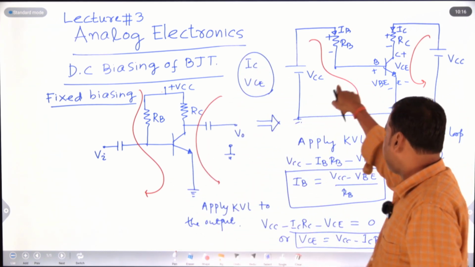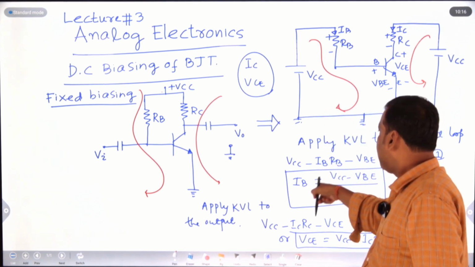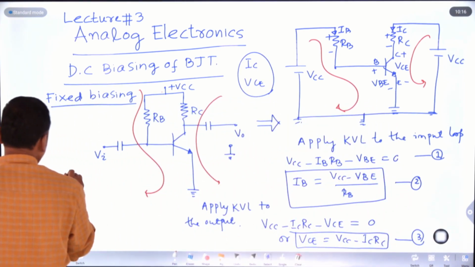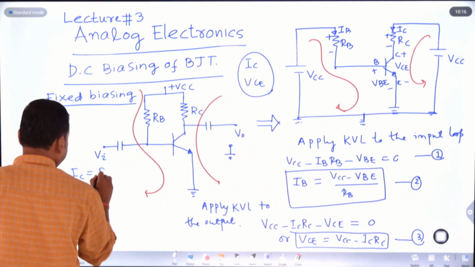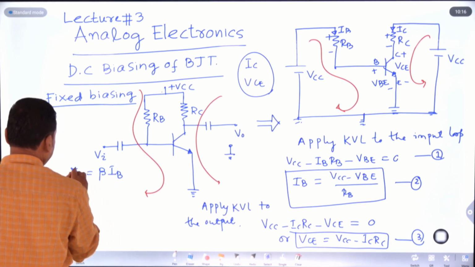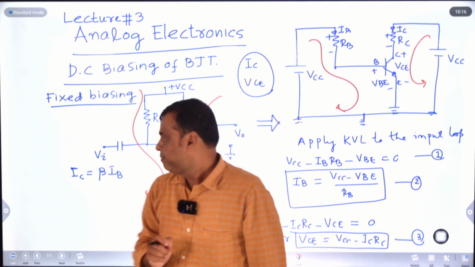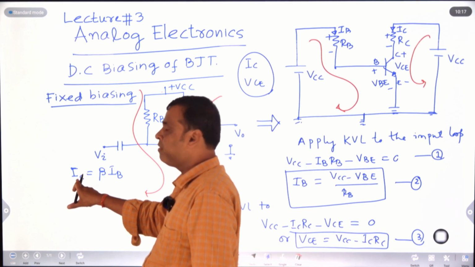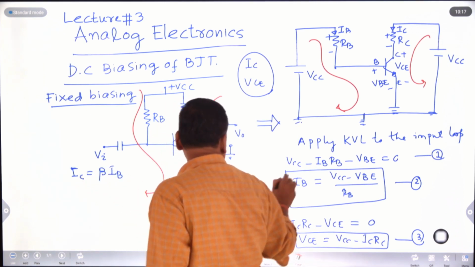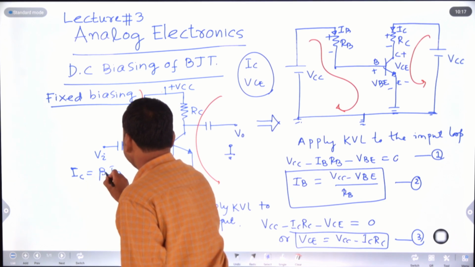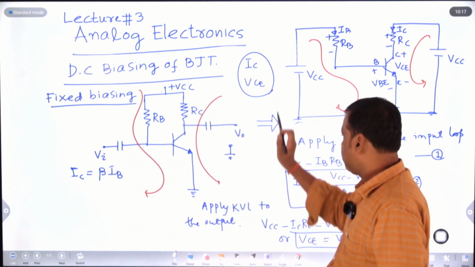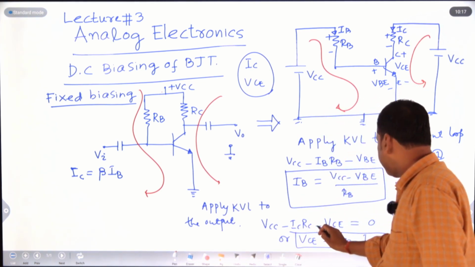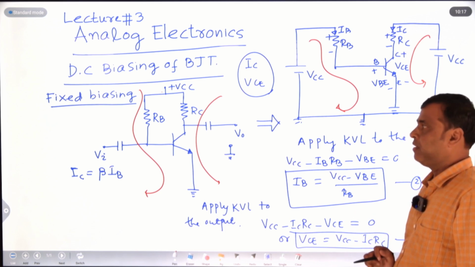First of all, apply KVL to the input and find the input current IB. After getting IB, you can find IC, because IC equals beta IB. As you know, beta is an amplification factor. In a common emitter transistor, IC by IB is your beta. So IC equals beta IB. Beta value is known, it is given. So once you get IB, you can find IC. Thus one operating point you can find. Then find the other operating point, VCE. If you apply KVL to the output, you get the output equation VCE equal to VCC minus ICRC.